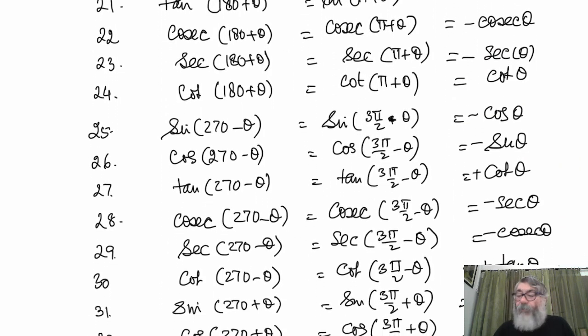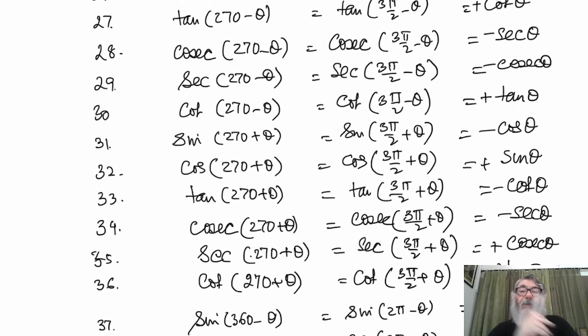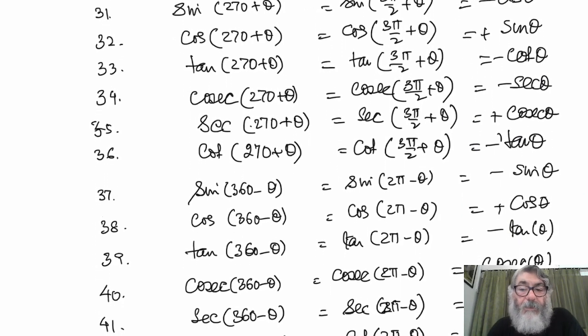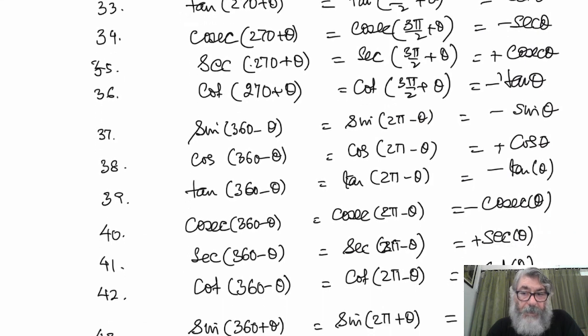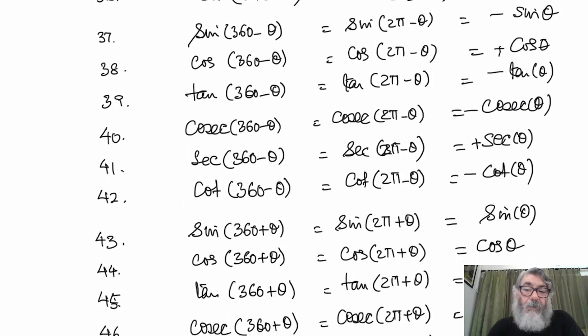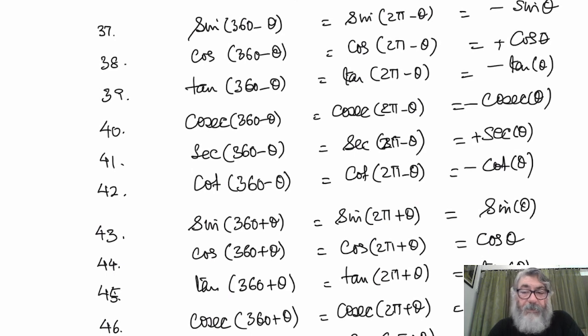So these are all the formulas related to the transformation, starting with 90 minus theta, 90 plus theta, 180 minus theta, 180 plus theta, 270 minus theta, 270 plus theta, 360 plus theta, 360 minus theta. Actually, what's happening is when I'm talking of 90 and 270, I'm taking the complete y-axis, and that covers all the fourth quadrant.